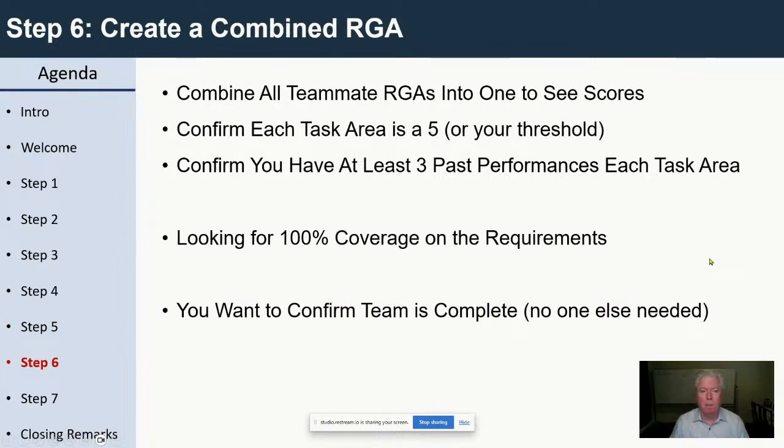So step 6 here is when you get the RGA back from one or multiple teammates, depending on how many you need, you create a combined RGA, a requirements gap analysis. And the idea is to take all these different RGAs and put them into the one spreadsheet. You don't really care about the companies at the moment. You're just trying to see where are we covering down, right? Every task area, I'm looking for a 5 on there, or what I put is your threshold. So if you're okay with pursuing an opportunity and you're only 4, that's okay. But whatever your threshold is, you want that in there.